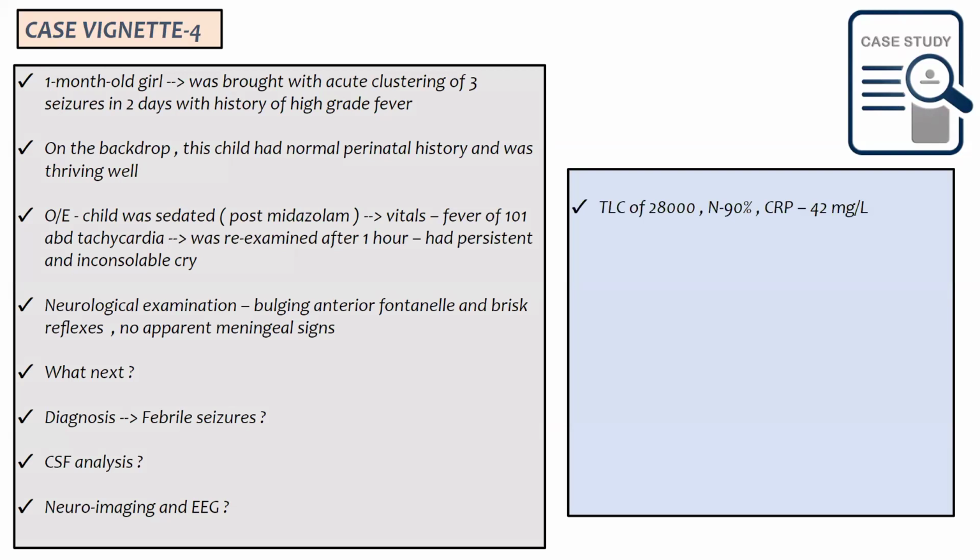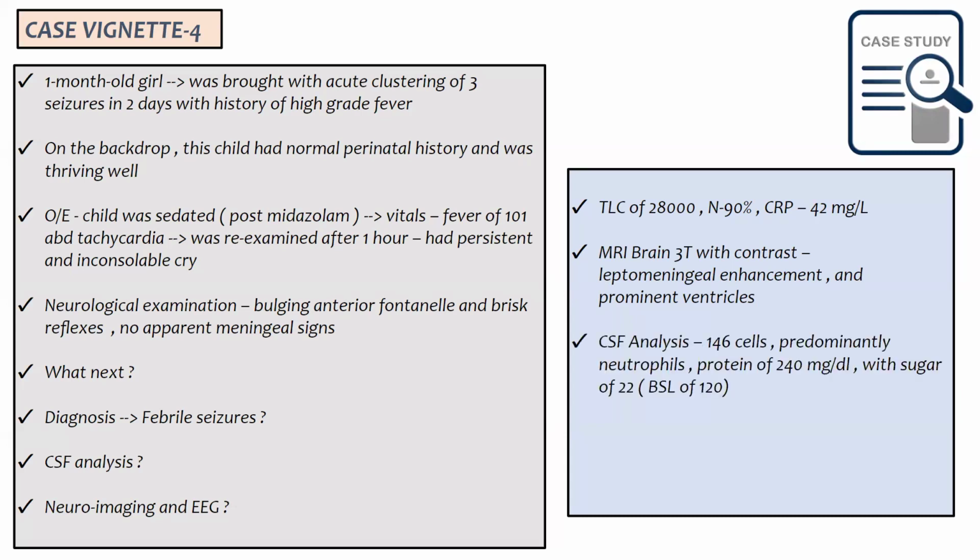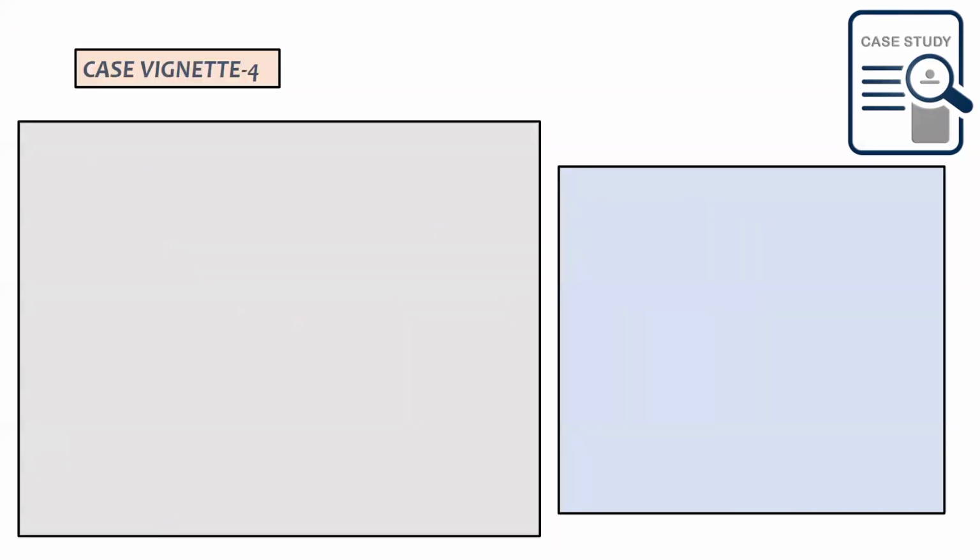And TLC was very high. It was neutrophilic and CRP was positive. And a 3 Tesla MRI was done with contrast, which showed leptomeningeal enhancement and prominent ventricles. So this is suggestive of a CNS infection. And as you suggested, LP was done, CSF had cells, predominantly neutrophils. So the diagnosis is an acute CNS infection or a meningitis picture. All right. So this will be a fever-triggered seizure or a fever-provoked seizure. So this won't be included in the definition of febrile seizure. This is also important for you.